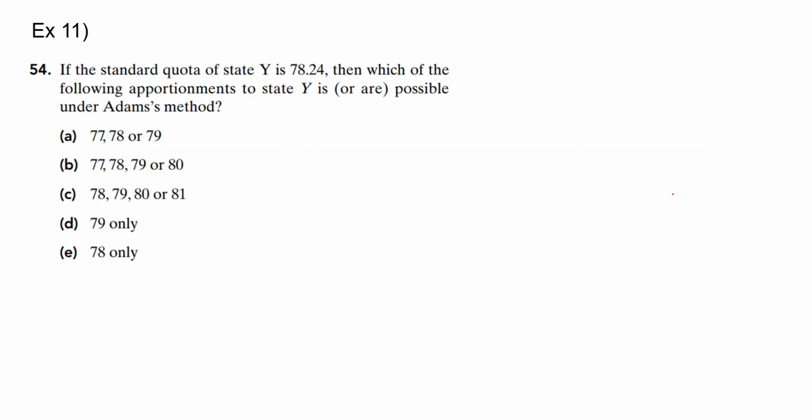All right, let's jam with it here. So here it is. If the standard quota of state Y is 78.24, then which of the following apportionments to state Y is or are possible under Adams' method? Okay, so this one's a little bit tricky. You got to think back in your mind, right? What does Adams' method do? So we got what, 1, 2, I think, yeah, 2.